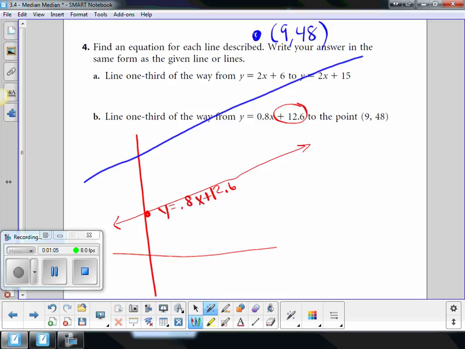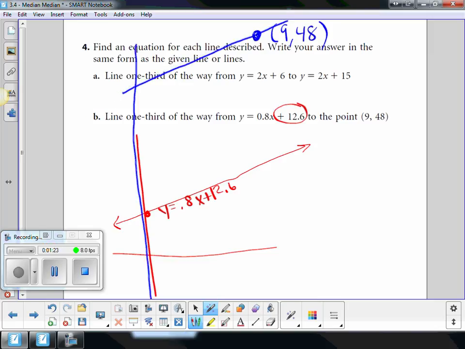Halfway between? Yeah? Well, what you need right now is you need to know the equation of the line that the blue point is on. Okay? So that you can basically figure out this blue line's y-intercept. If you can figure out this line's y-intercept, then you can figure out what a third of the way between here and here would be. Okay?